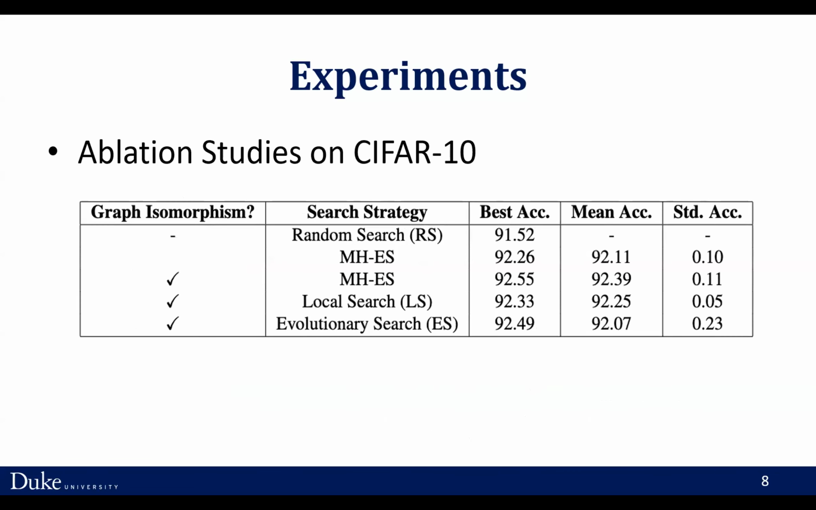When we perform our ablation studies on the Silverton, which means that we are going to evaluate the effects of the MHES and also compare different search strategies, we can see that the combination of the graph isomorphism and also the MHES gives us the best results on the Silverton, where we are using a pipeline in which ResNet 20 achieves around 92.